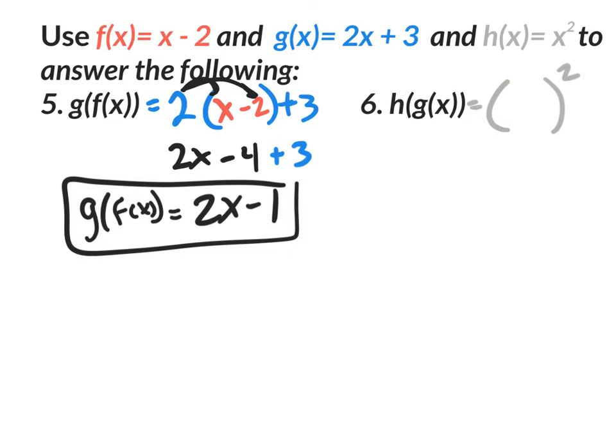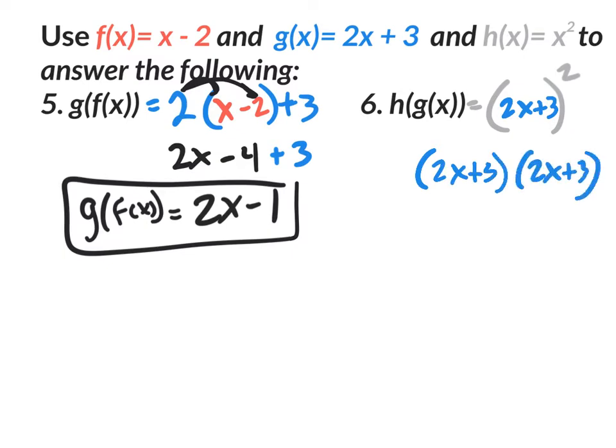And what am I going to plug into the h of x function? The blue one, which is the 2x plus 3, right? 2x plus 3. Now right here it's a little bit more fun because if you have a binomial squared, the way to do that would be to write it twice. 2x plus 3 times 2x plus 3. Oh, it's an ugly 3, I'm sorry.